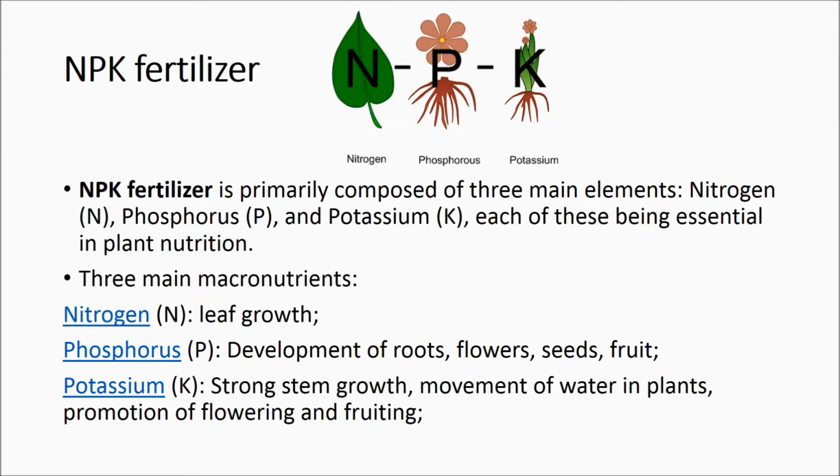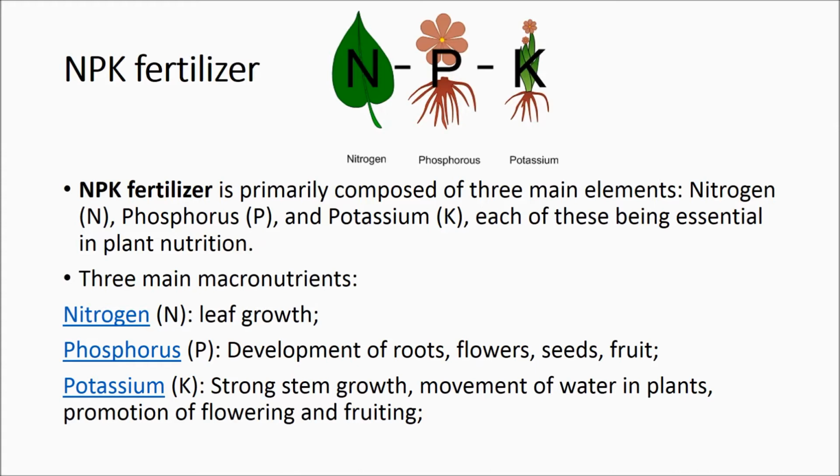Now what is our NPK fertilizer? NPK fertilizer is primarily composed of three main elements: nitrogen N, phosphorus P, and potassium K, each of these being essential in plant nutrition. The three main macronutrients correspond as below.